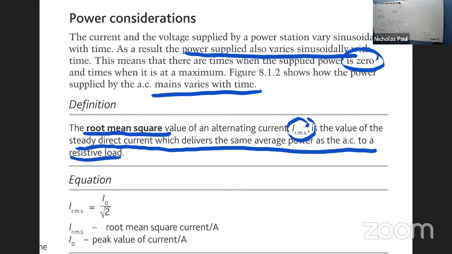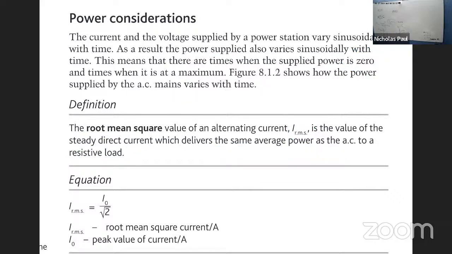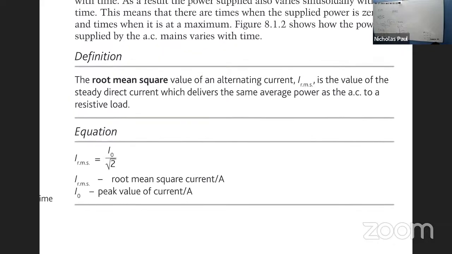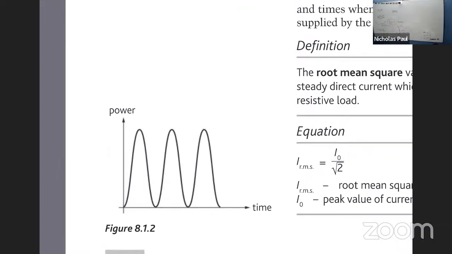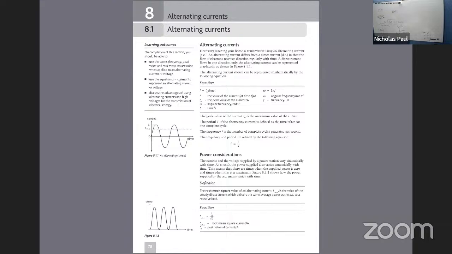So RMS is the DC equivalent of that AC value. To find it, it's I naught on root 2. So IRMS is I naught on root 2. Right here, the power graph. That's what the power graph will look like, the one I was talking about a little while ago.